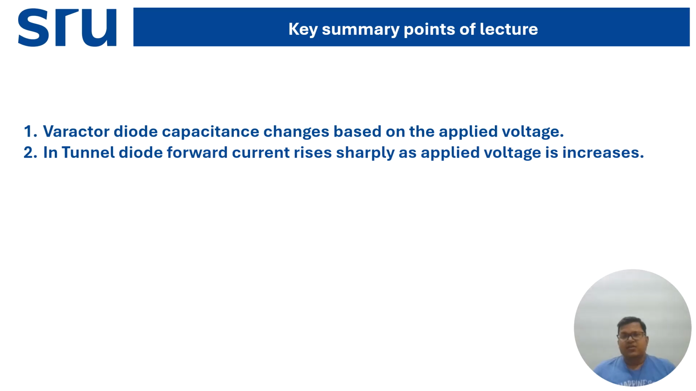So what are the key summaries from this lecture? From this lecture, what we understand is that Varactor diode capacitance changes based on the applied reverse bias voltage, and in the tunnel diode, forward current rises sharply as the applied voltage is increased initially because of the tunneling dominated current.